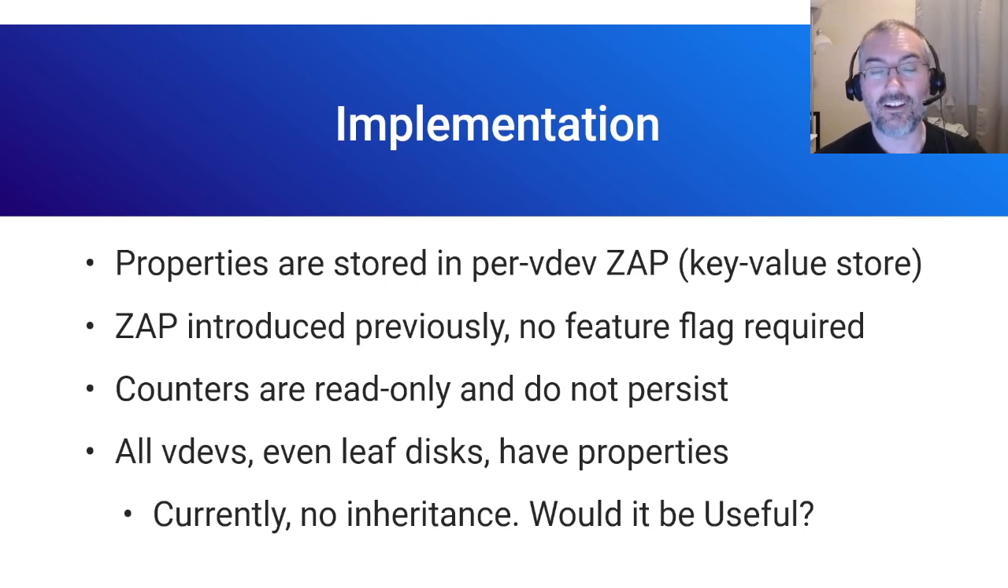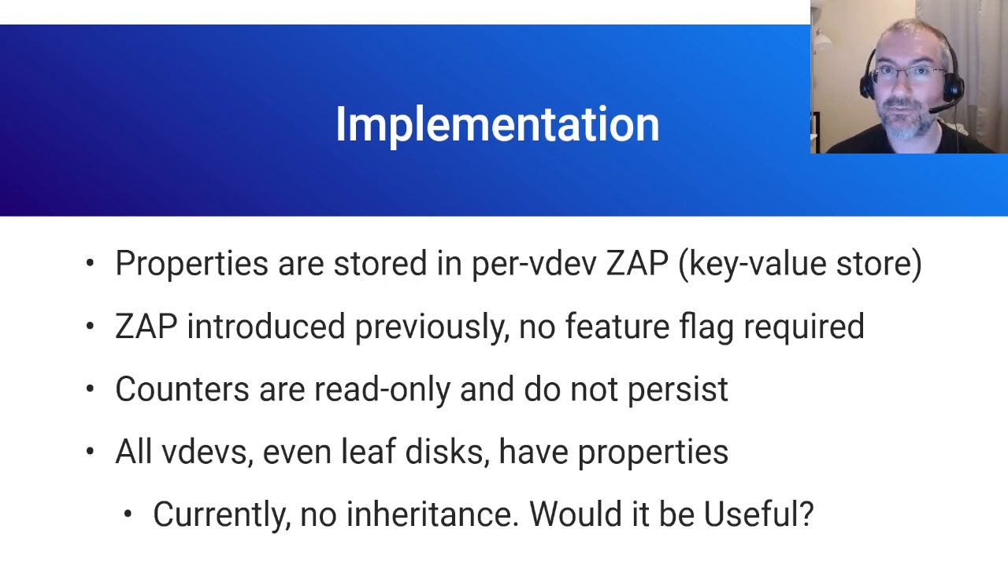Luckily, the concept of a per-vdev ZAP had already existed. As part of the device removal code, each VDEV grew a ZAP to keep track of progress if it was being removed, and some other ancillary things. So that means that VDEV properties didn't require a new feature flag, because the per-vdev ZAP was already there, and we could just add additional values to it.